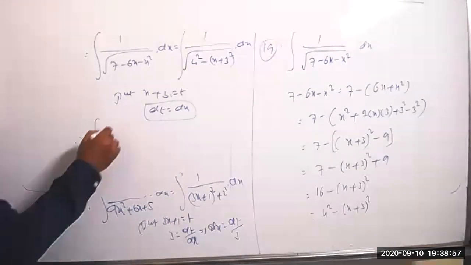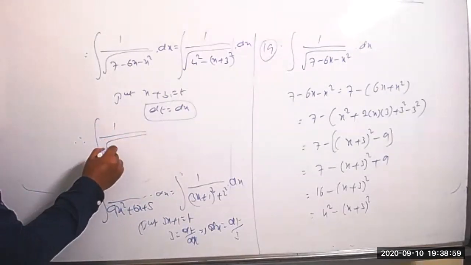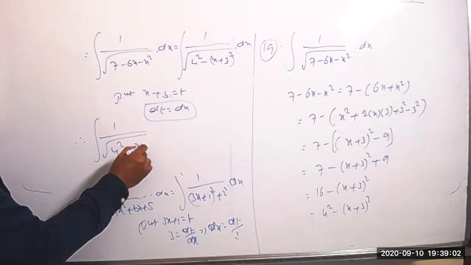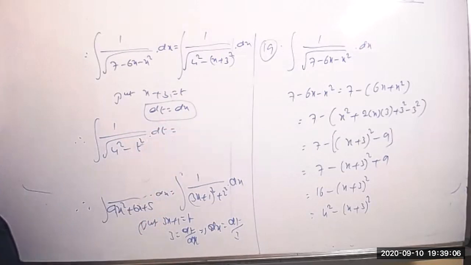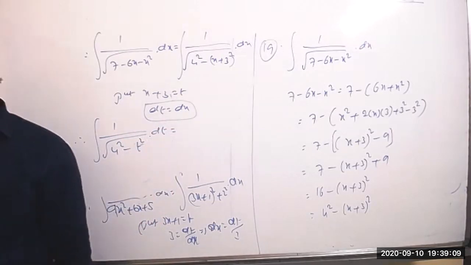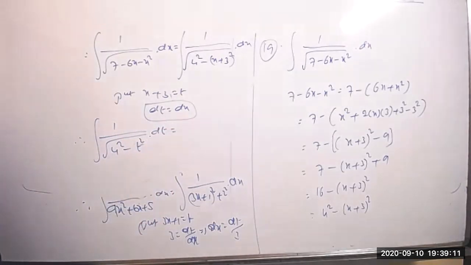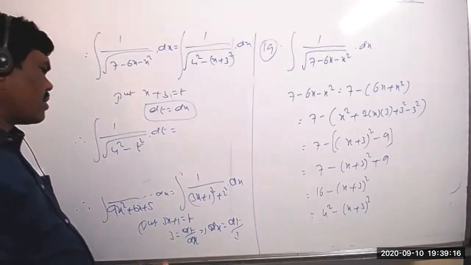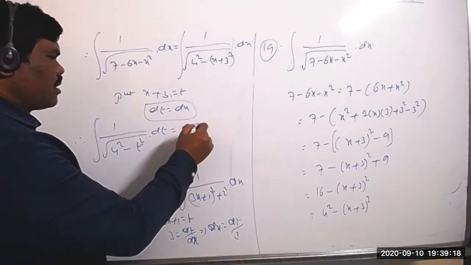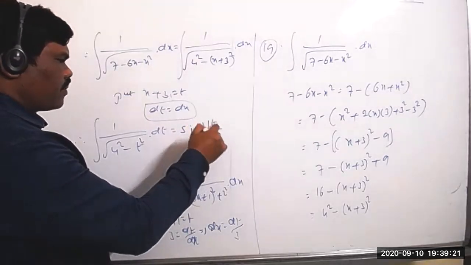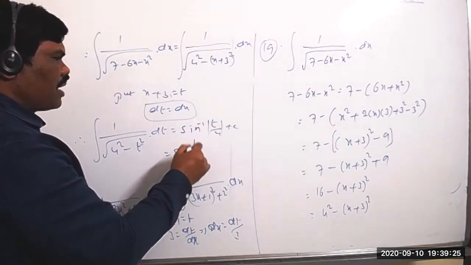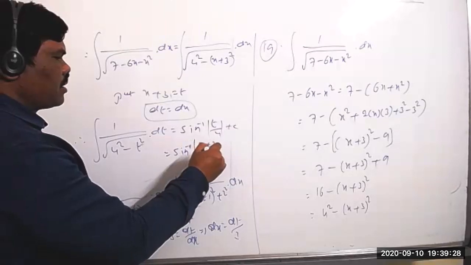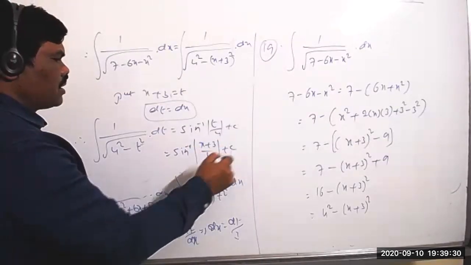So therefore, integration of 1 by square root of 4 square minus (x plus 3) square. That means you can write now 1 by square root of a square minus t square into dt. Write the formula, you can find it. It's sin inverse of x by a, sin inverse of x by a. So it is sin inverse of t by 4 plus c. Now you can write sin inverse of the value of t, equal to x plus 3 by 4, plus c. Answer.